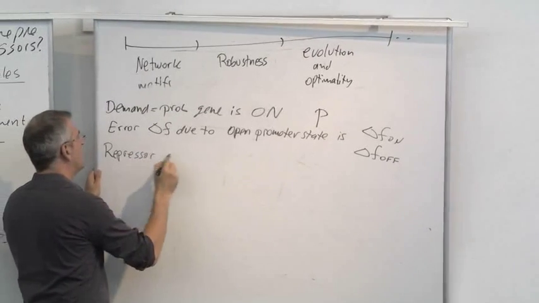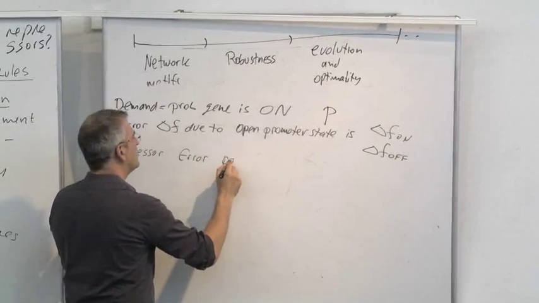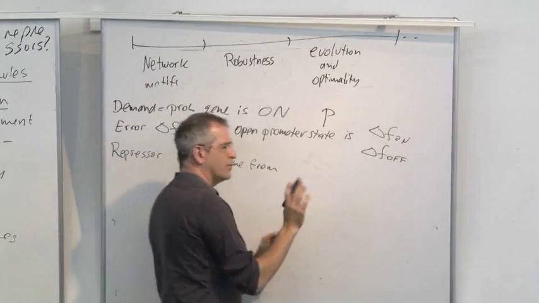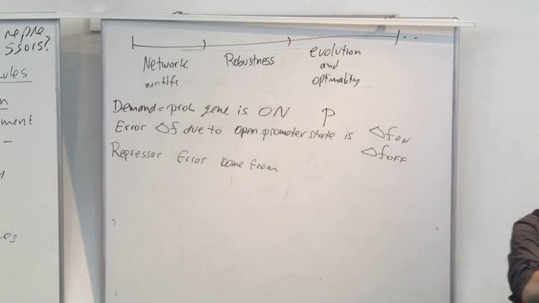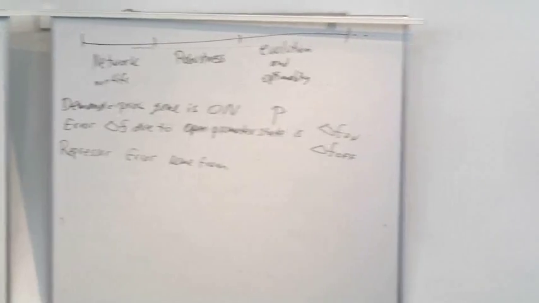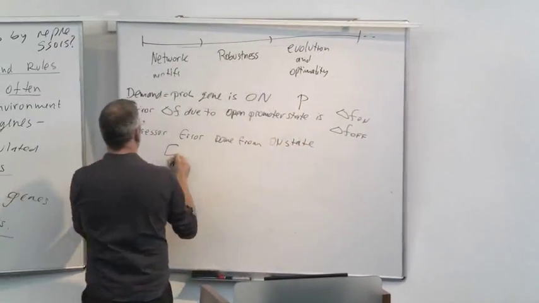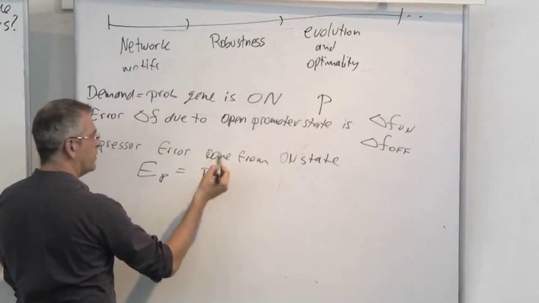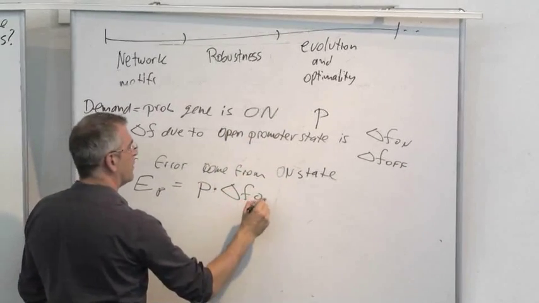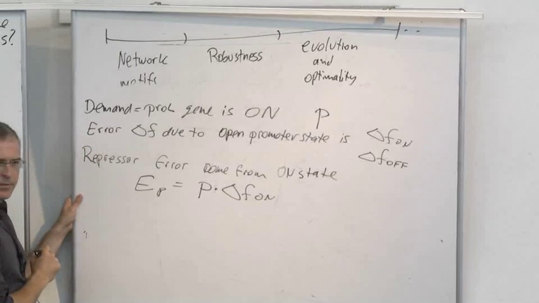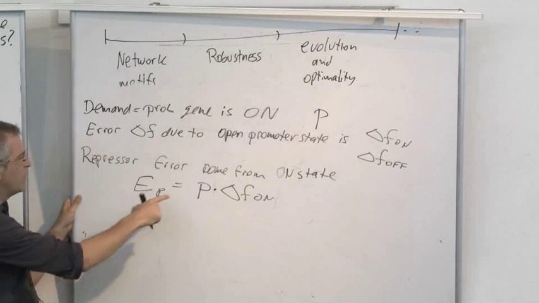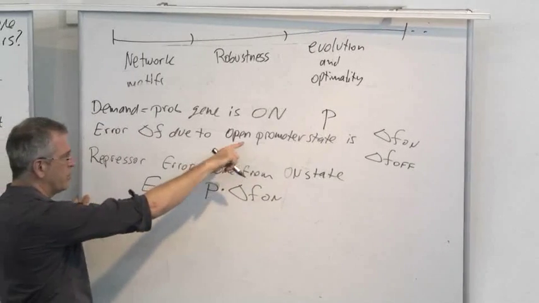Now let's think of a repressor. When does the error occur? When the promoter is unbound. That's when the repressor is off. When the repressor is off, the gene is on. So the error comes from the on state. So the error of the repressor is the probability to be on times delta F on. That's the error in the repressor, because the error comes from the on state, which is the open promoter, the unbound promoter.